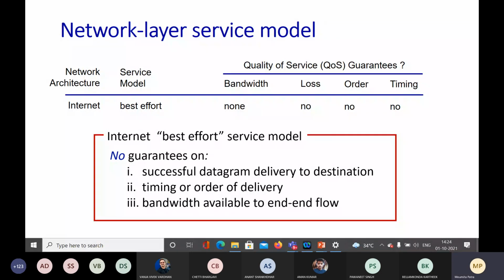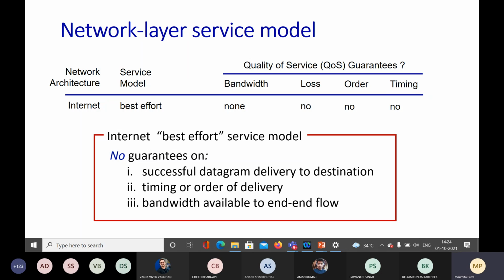Okay, so network layer service model. This is just a table that we have put here. What is the network architecture? What is the service model that it provides? And then what are the different QoS guarantees that this particular service model is providing for the given network architecture?